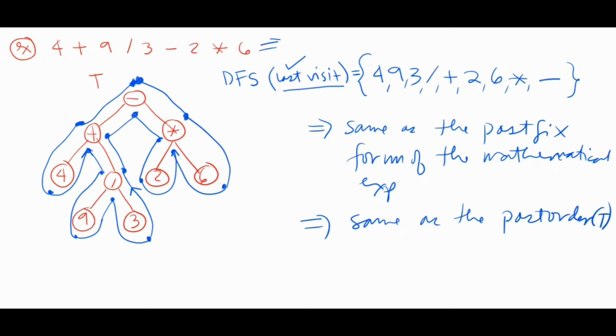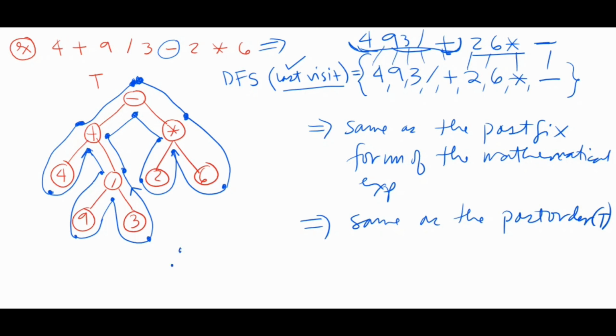If we're going to get the postfix of this, it would be 9, 3 divide, and we have 4, the left operand and the right operand. This is the right operand of plus, and we have 2, 6 multiplication. This is the right operand for subtraction, and the left operand of subtraction is this whole sub-expression here, so we put the minus there. And as you can see, it is the same as the DFS last visit list of all the nodes.